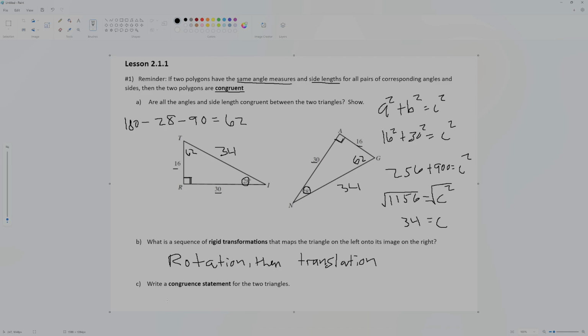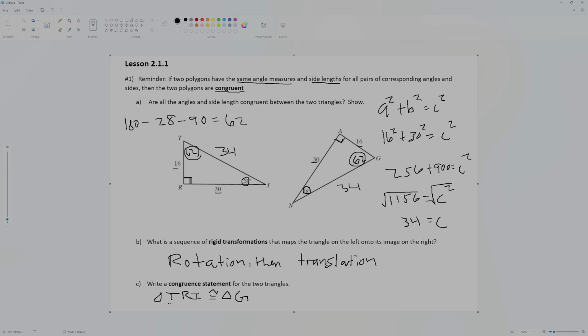So to write a congruent statement, we got to make sure that the angles line up. So if I were to do TRI, triangle TRI, the order and how I name these matters. So T was angle 62. So I got to make sure I go with the angle that was 62 in the other triangle, which was G. So that'll be triangle G.